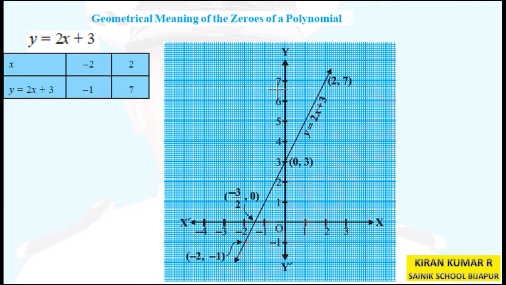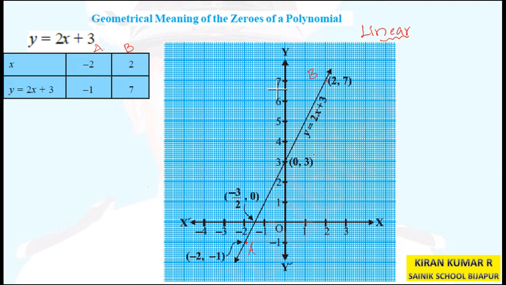This was the point (-2, -1). This is our point A. This is point B (2, 7). A and B are joined with the help of a straight line. It's a linear polynomial. For a linear polynomial, we always get a straight line.